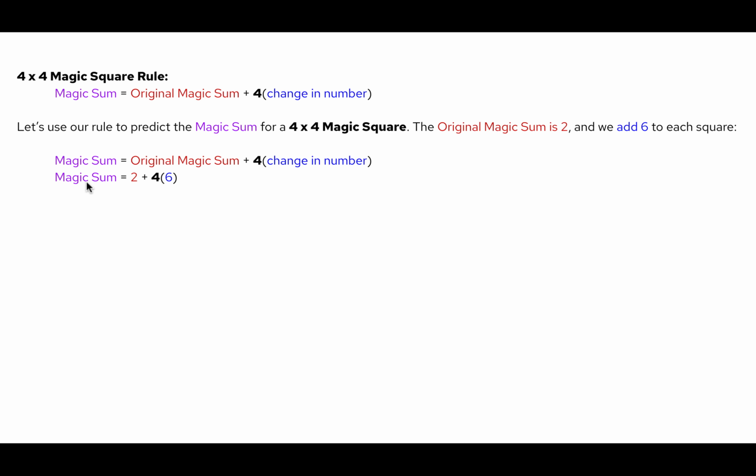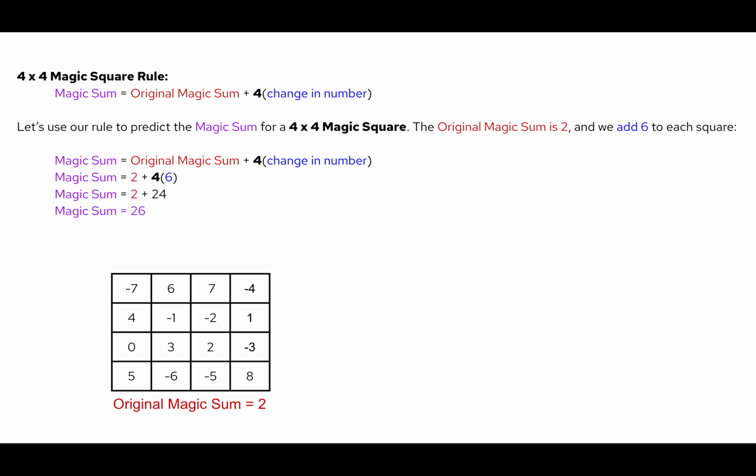We're going to replace the words with the numbers, so the magic sum is going to equal 2, because that's our original, plus 4, because there's 4 squares in a row in a 4 by 4 magic square, and the change in number is 6. Okay, the magic sum equals 2 plus 24, so our new magic sum should be 26.